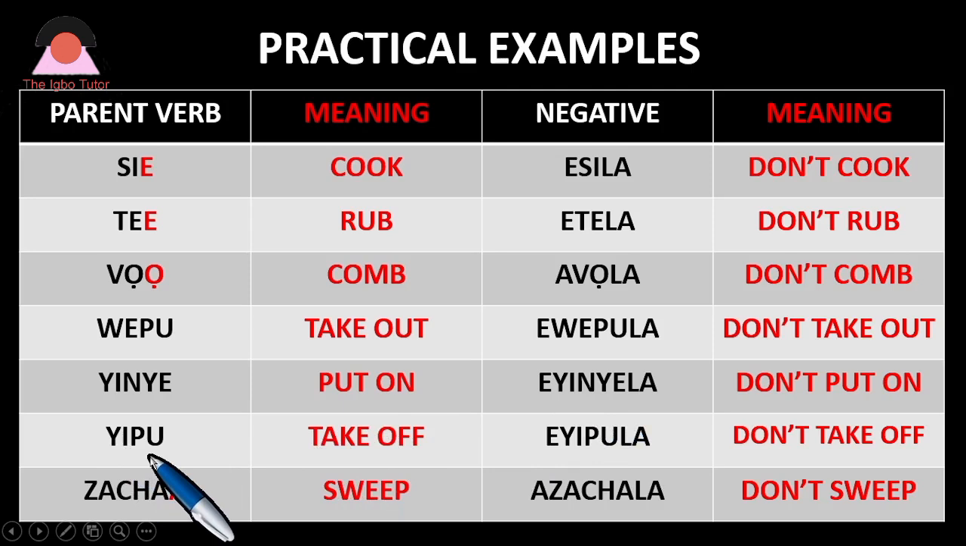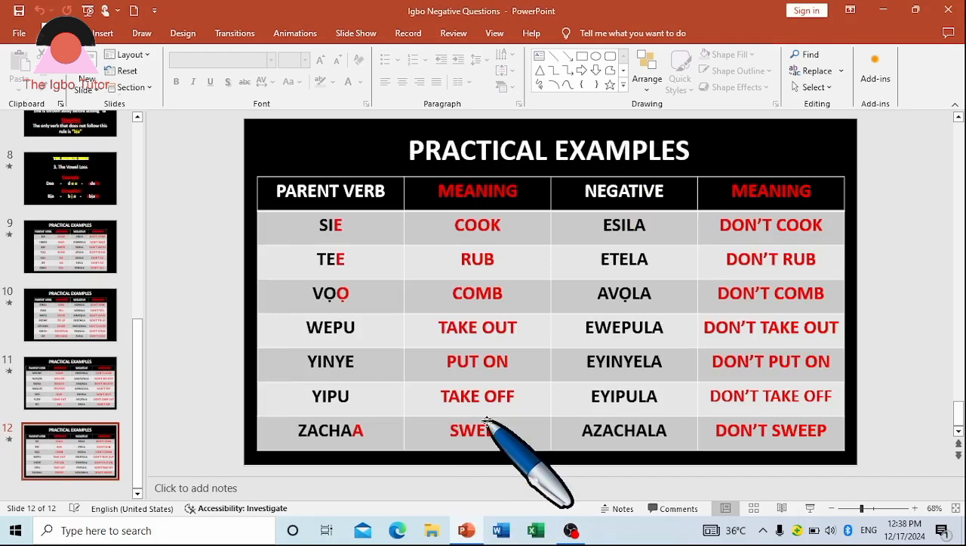Opposite of put on clothes is take it off. Negative instruction, eyipula, don't take it off. And finally, we have zacha, meaning sweep. Negative instruction, azachala, meaning don't sweep. This is where it ends, but you can practice more examples. And don't forget to replay this over and over again until you are so conversant with it and will be able to apply it yourself.